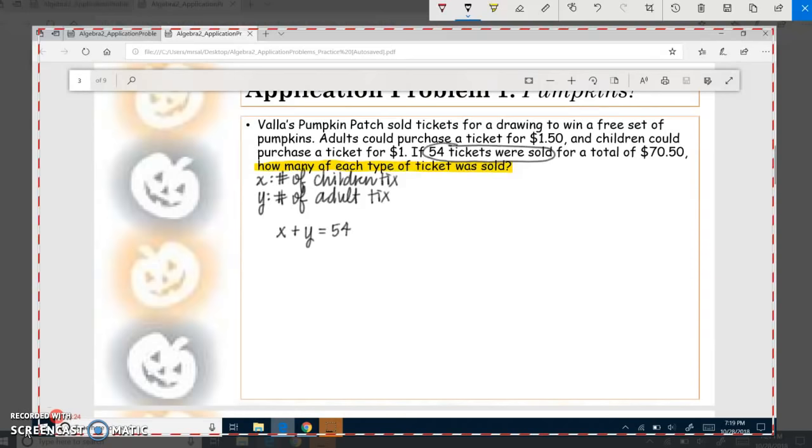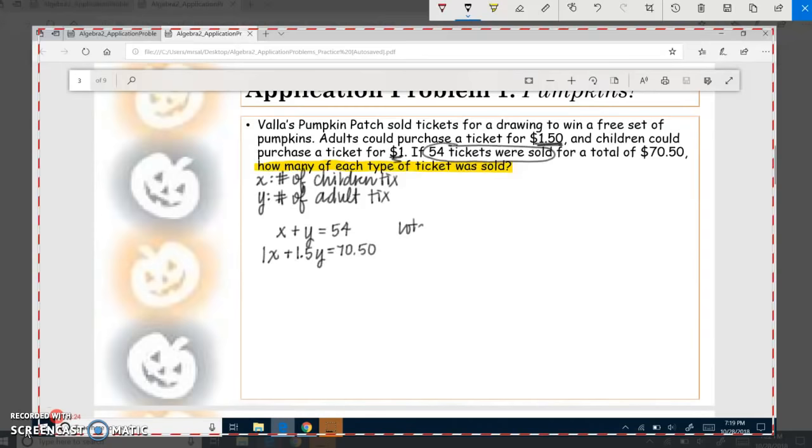So that's one of my equations. Then the other equation is going to come from the cost of the tickets. It tells me adults can purchase a ticket for $1.50. Children can purchase a ticket for $1. So that's information I can put into an equation. I can say $1 times the amount of the child tickets plus $1.50 times the amount of adult tickets. That has to be equal to the total amount of money that we make here. So the total amount of money that we earned was $70.50.